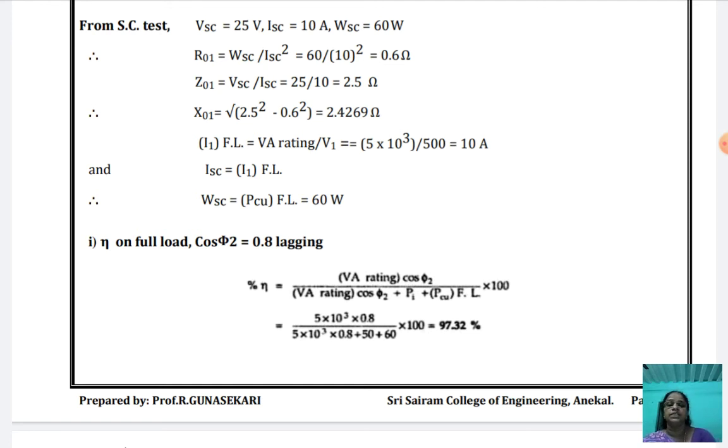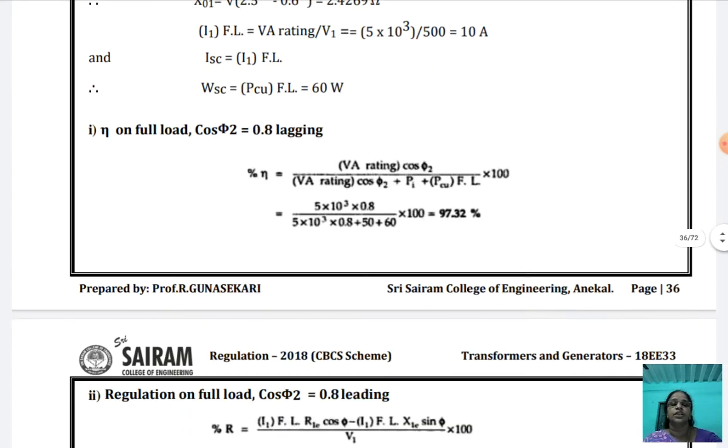The formula is efficiency = VA rating, that is X equal to 1, that is load 1, that's why X·VA·cos φ2, divided by X·VA·cos φ2 plus iron loss plus copper loss. So you can substitute all the values, and we get the efficiency on full load at 0.8 power factor lagging as 97.32. This is the first required data.